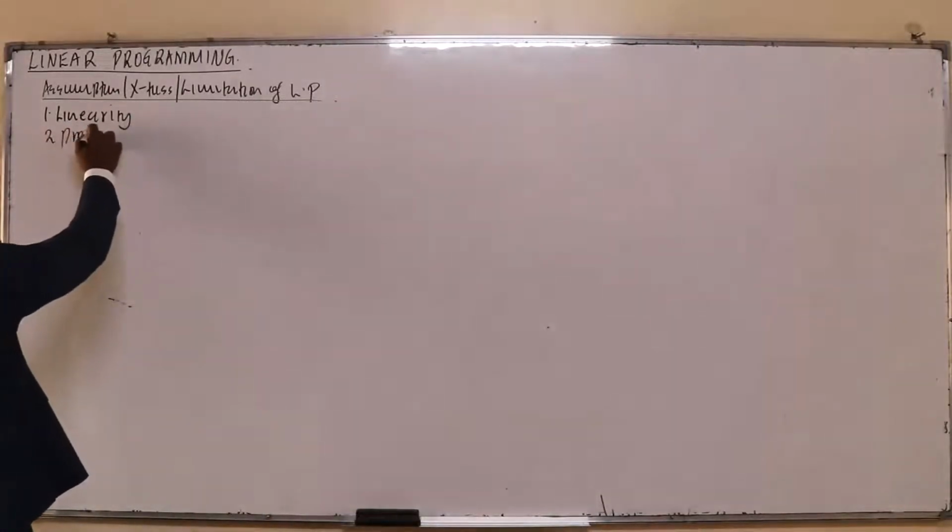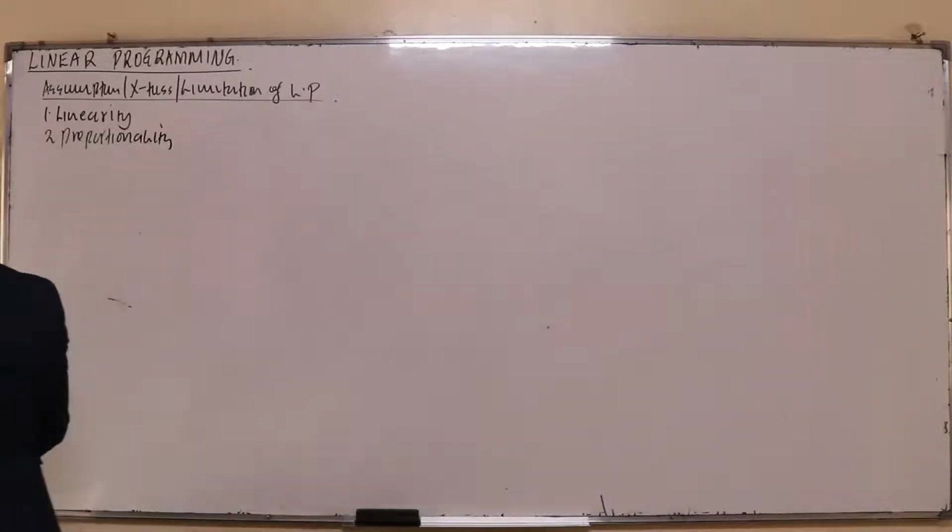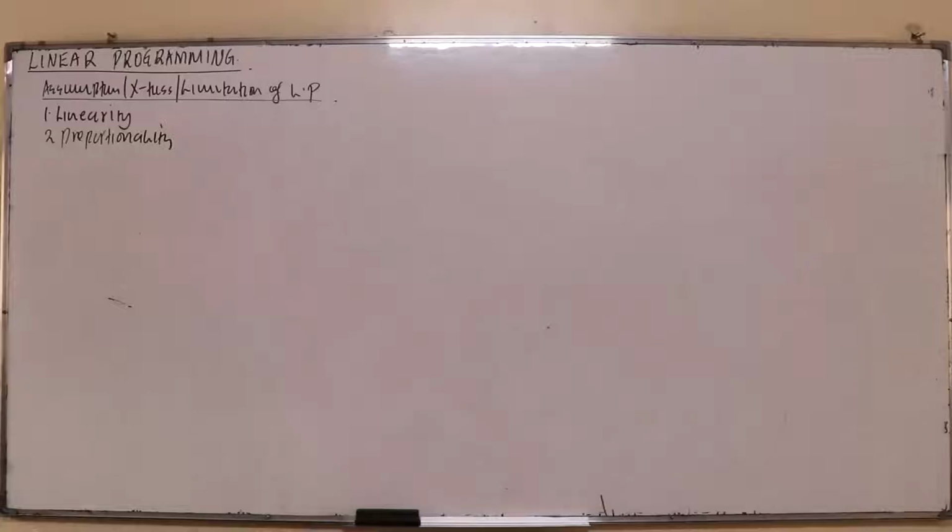Number two, proportionality. The quantity of resources used are directly proportional to the units produced.